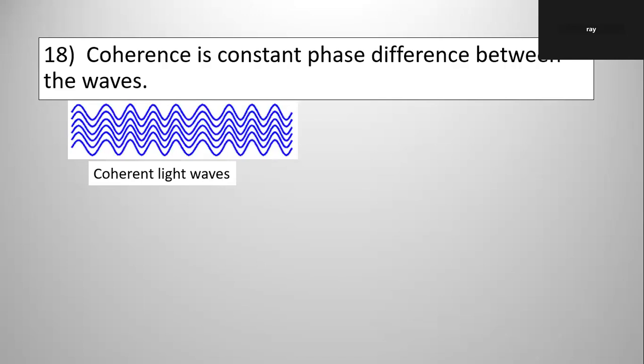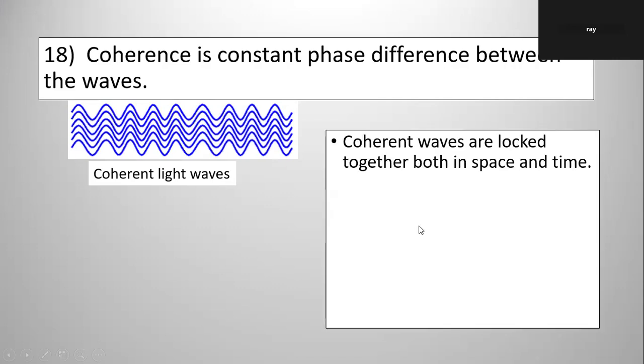Coherent means a constant phase difference between the waves. This coherent wave, at any distance, has a constant phase relationship. Or sometimes we call it constant phase relationship. Coherent waves are locked together both in space and time. Space and time.